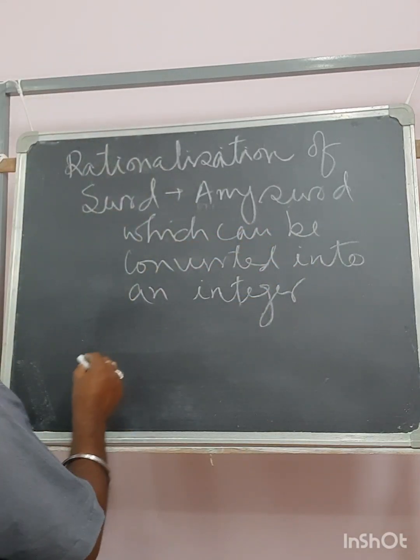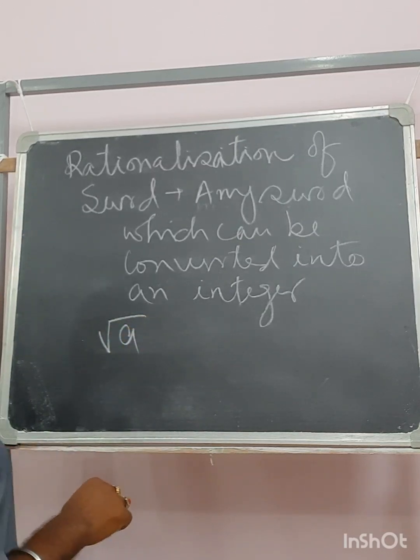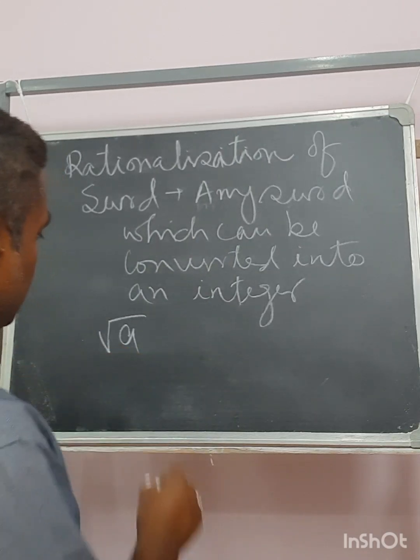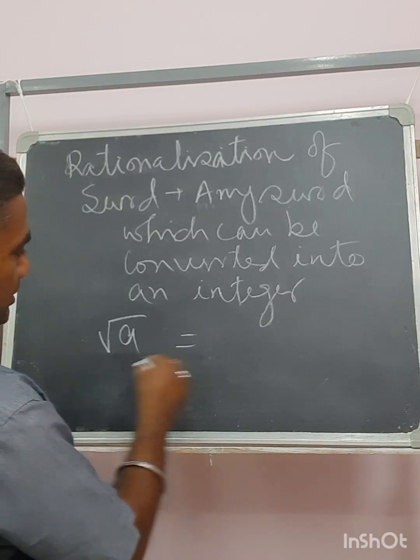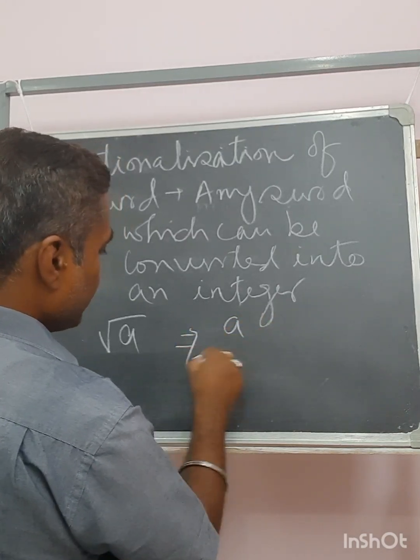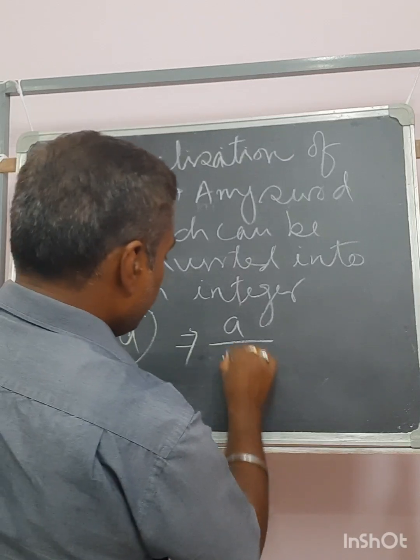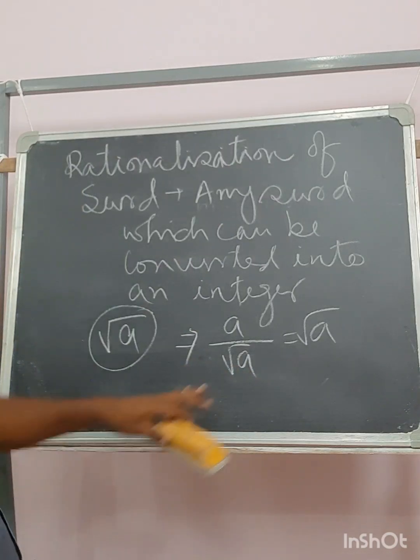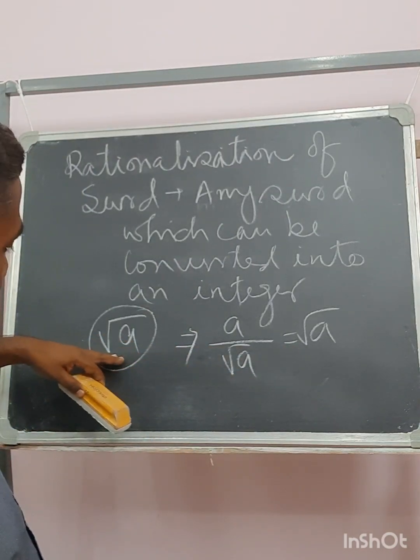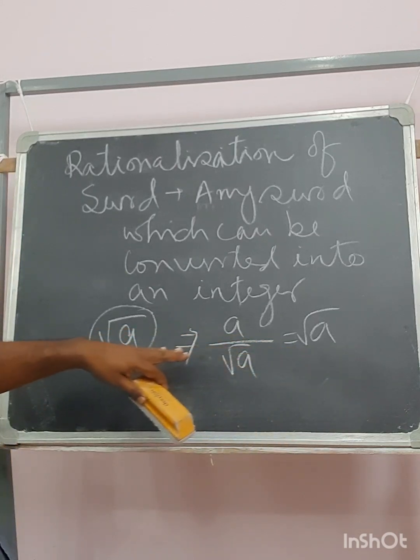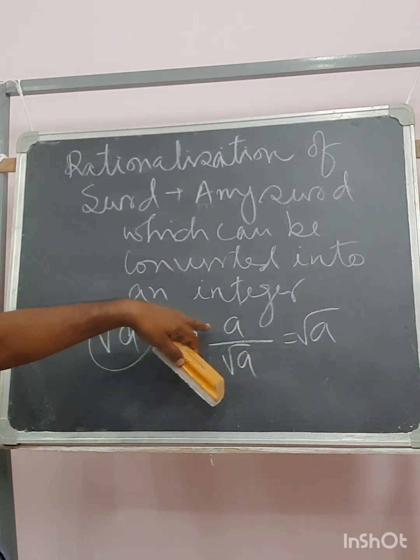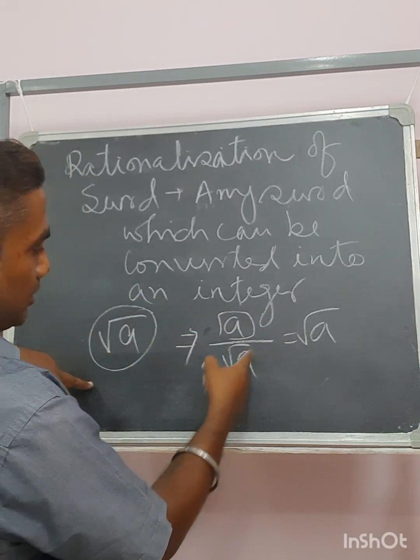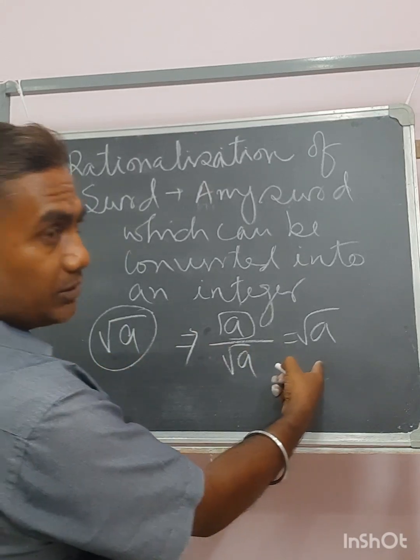So if I take an example, root A, what could be the rationalization factor to convert this surd into an integer? How will I find? The nearest integer is A. So if I divide A by this surd, I will get the result. So that means root A I will get here. So the rationalization factor for root A is root A itself. How do I find it? I will get it by assuming the nearest integer of this number divided by the surd itself. I will get the number.